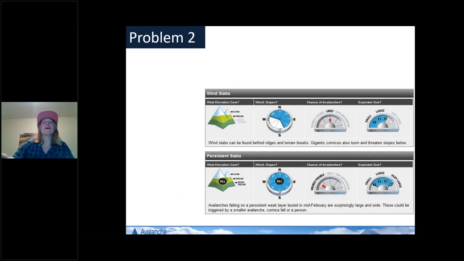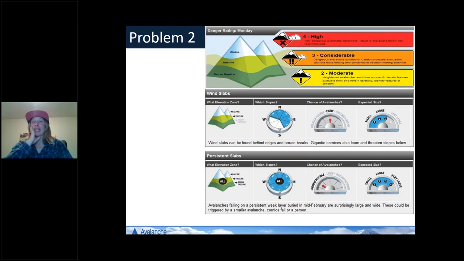Okay, so moving on to problem two. We've stepped up our hazard, right? In the Alpine, it's basically telling us that travel in avalanche terrain is not recommended. So we might want to look at staying out of the Alpine entirely. There might be options if we can get to the Alpine and there's some super low angle or non-avalanche terrain that's high up, maybe we could play with that. But right off the bat, if I'm making my trip plan and I see high in one of the elevation bands, I'm going to want to make a plan to just avoid that zone.